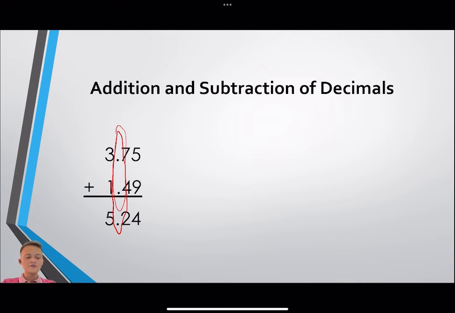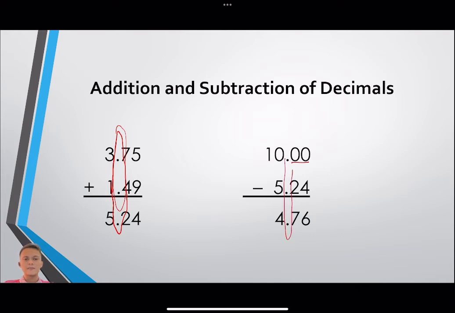Okay, next, for the subtracting, we are going to subtract 10 minus 5.24. So, dito, nagdagdag tayo ng dalawang 0 sa pag-subtract natin. So, 10 minus 5.24 is 4.76. And, ilalagay natin yung decimal point sa katapat ng given na decimal point. Okay?